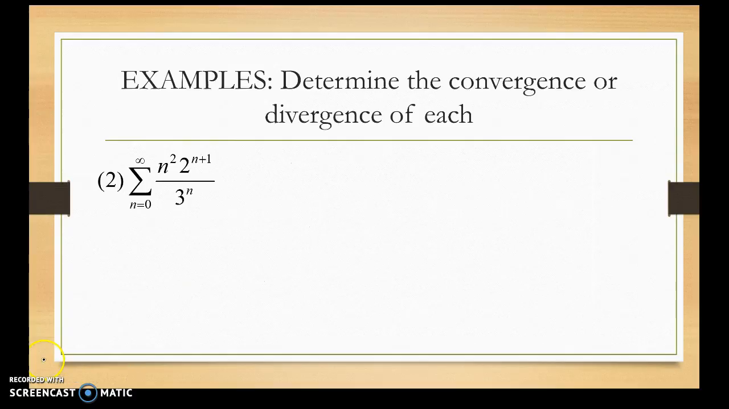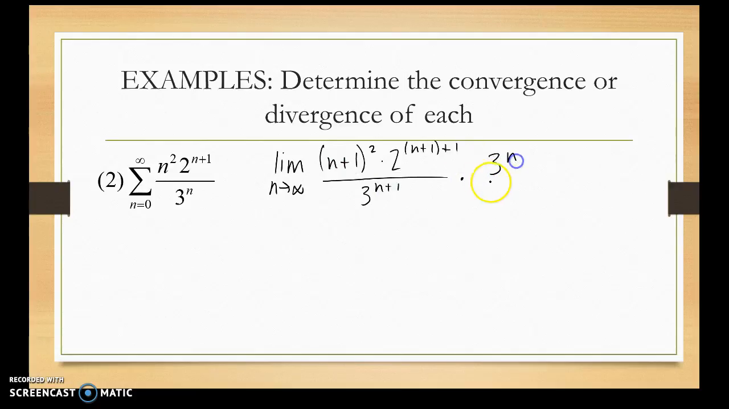All right, next one. Limit as n approaches infinity, a sub n plus 1, so I'm going to replace all my n's with n plus 1, 3 to the n plus 1, multiply by the reciprocal of the original, 3 to the n, all over n squared, times 2 to the n plus 1. Okay, now we start to simplify a little. No need to expand the binomial.